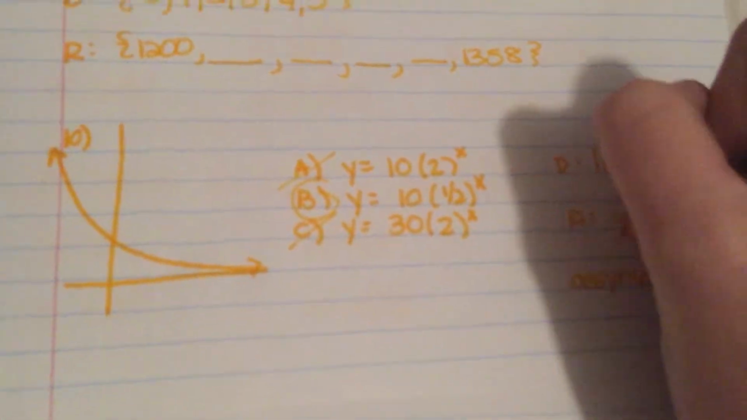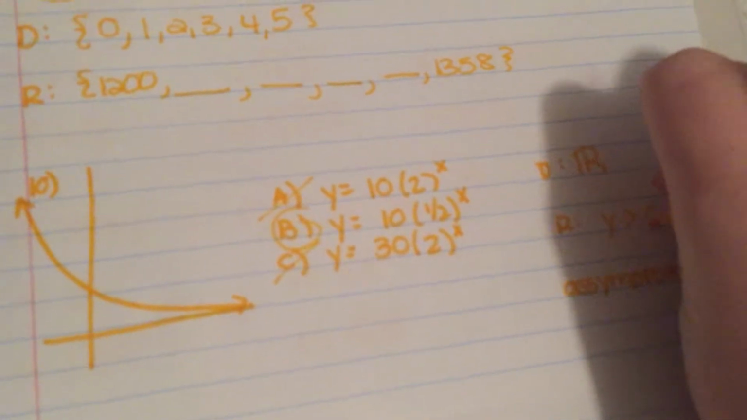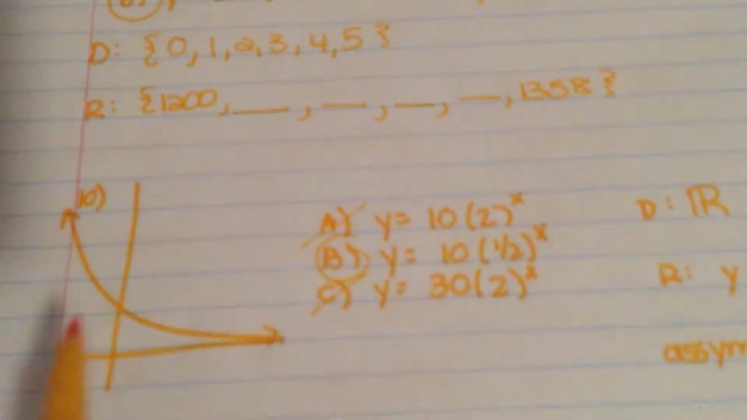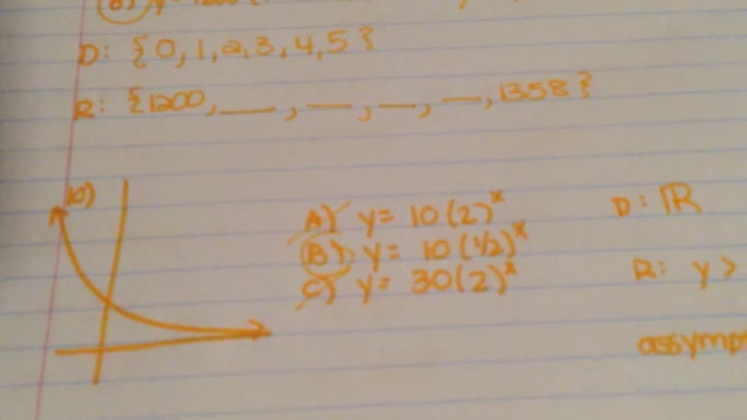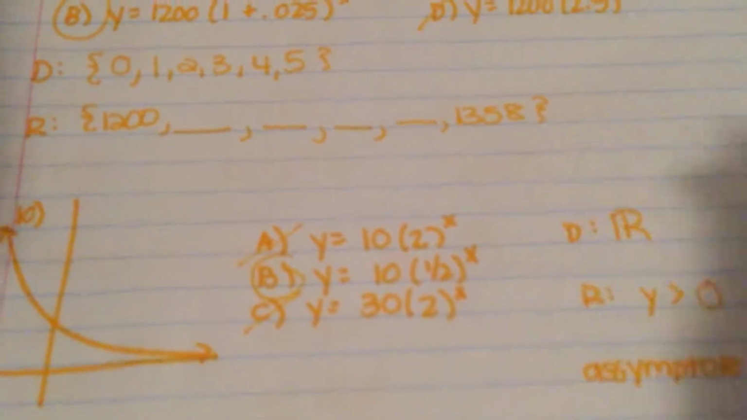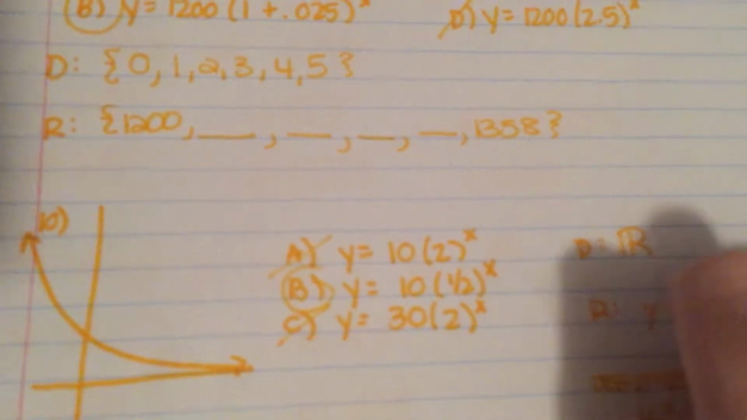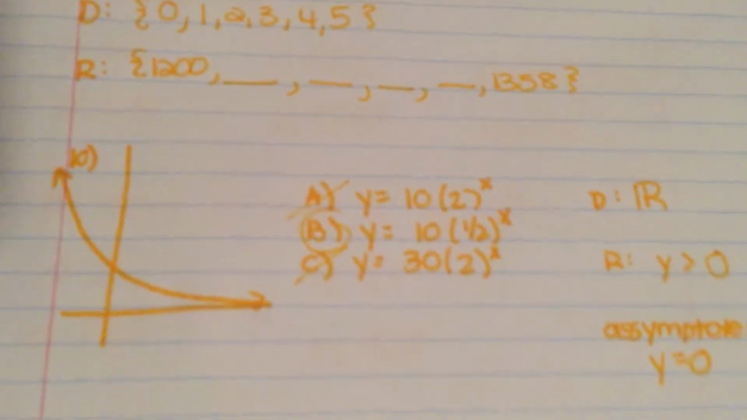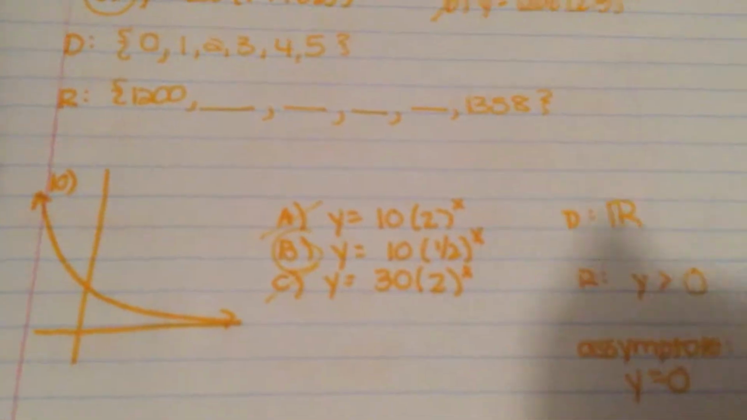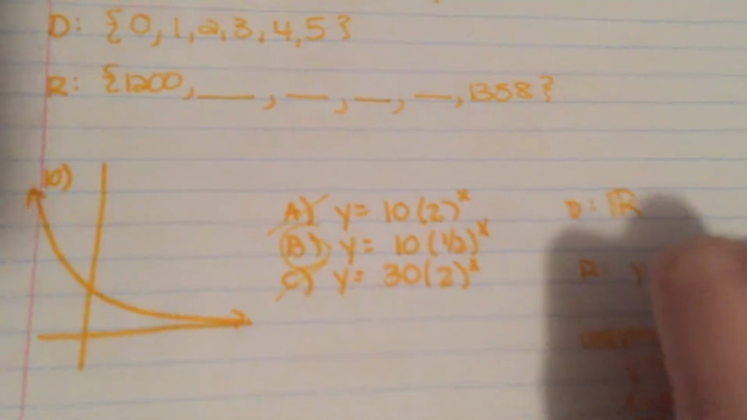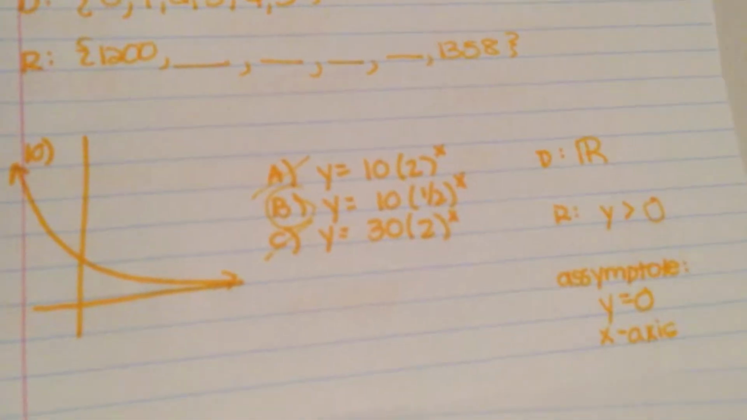The range is always Y is greater than 0. Because what do we have right here at this line? Something it never touches. Can't touch this. Y equals 0 is your asymptote. It is never going to touch that line. Now it's important to remember that we can also call that line the x-axis. Okay?